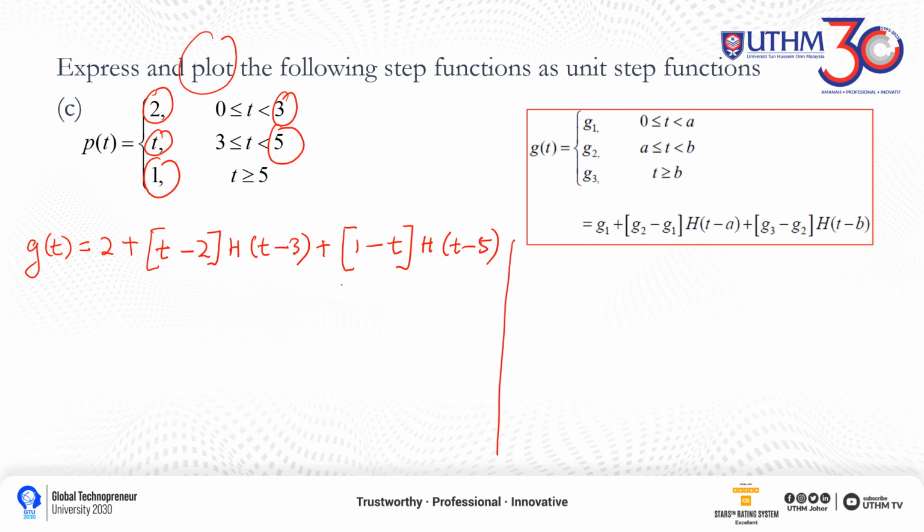Okay, we draw an x-axis and y-axis. So on the x-axis we have 1, 2, 3, 4, 5, 6. On the y-axis we also have 1, 2, 3, 4, 5, 6. Okay, now let's look at it. From 0 to 3, you have the value of 2. This means that, I use a different color, from 0 to 3, you have the value of 2. Okay, this is 2.